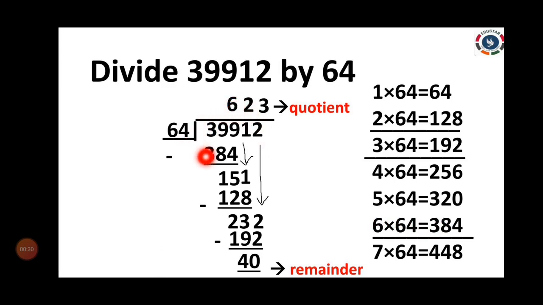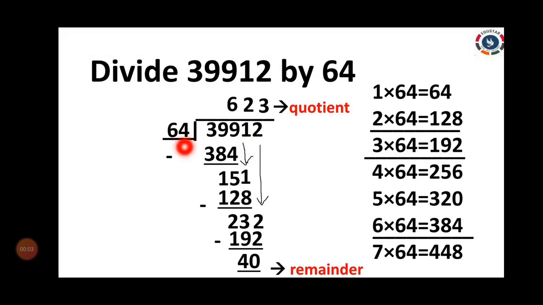So 384 is there. You write it below 399. Then you have to subtract the two values. 9 minus 4, 5. 9 minus 8, 1. 15. Then next we are having two numbers remaining. So I am going to bring only one number down, 1. So it becomes now 151.